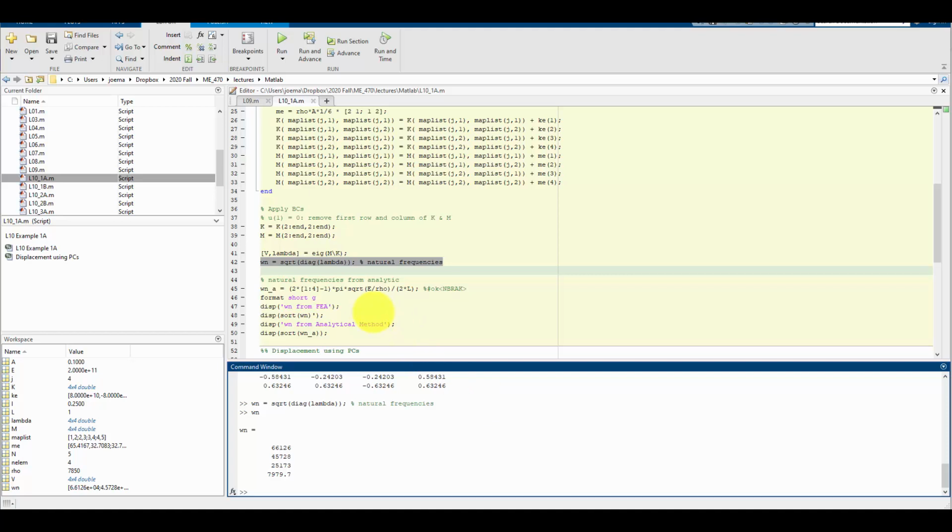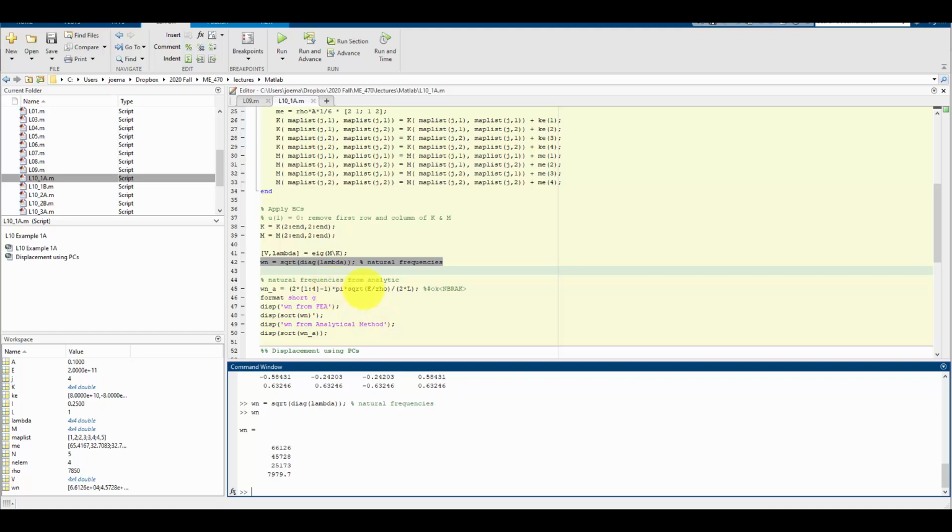Now I can only see 4 natural frequencies because I had, well, originally 5 degrees of freedom. One of them was set to 0. That reduced my degrees of freedom really to 4. And I have as many natural frequencies as I have degrees of freedom.